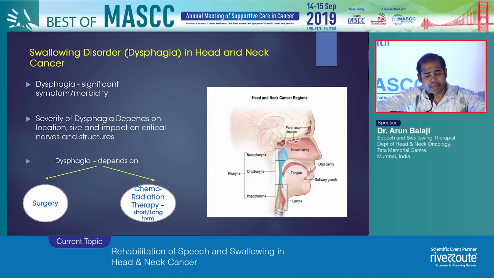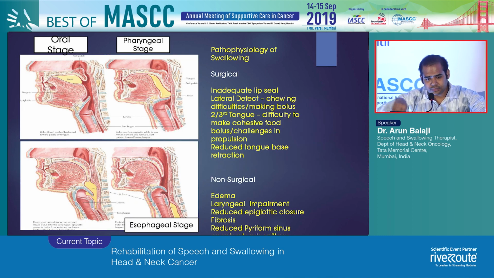So my focus area will be oral carcinomas, salivary gland tumors, nasopharyngeal carcinomas, laryngeal carcinomas, and hypopharyngeal carcinomas. We all know swallowing has three stages: oral stage, pharyngeal stage, and esophageal stage. What is the pathophysiology of swallowing problems due to surgery?